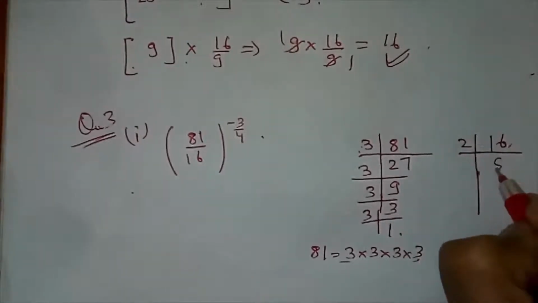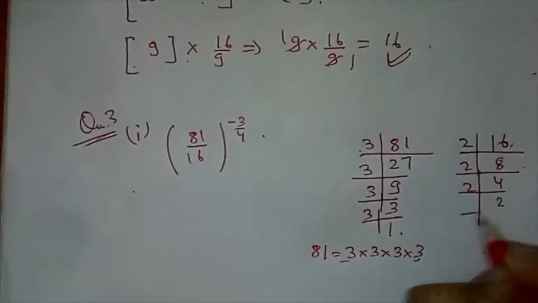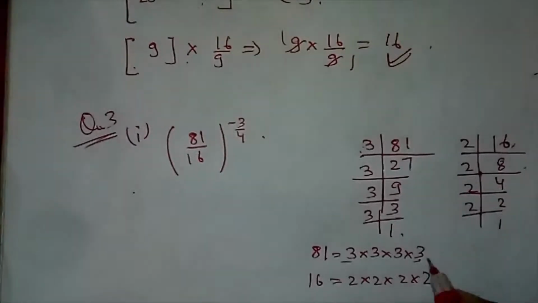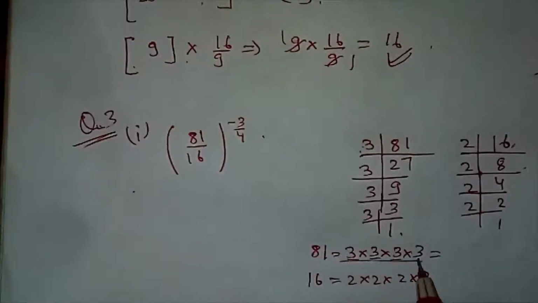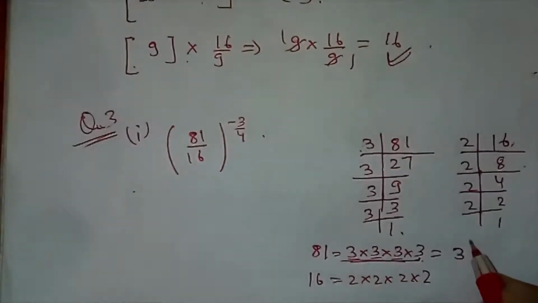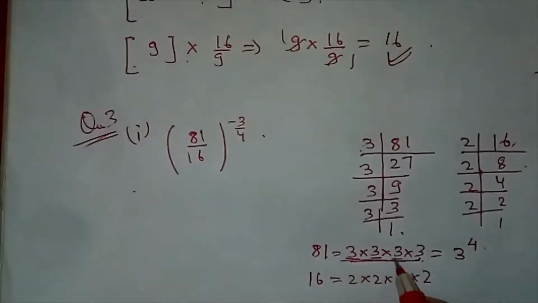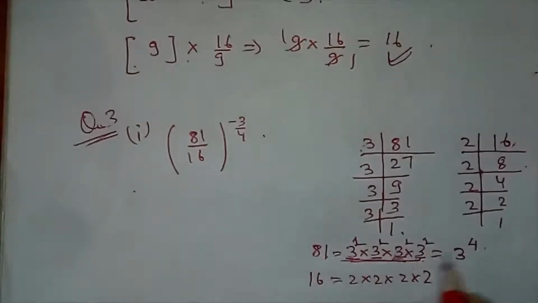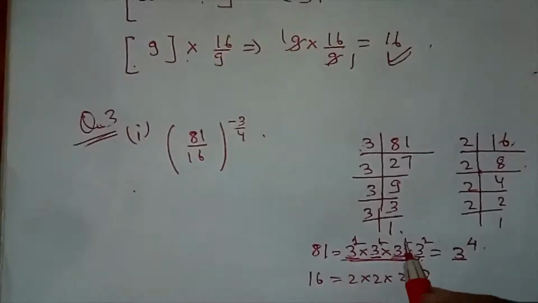So again for 16, 2 2s are 4 and 2 1s are 2. 16 will be equal to 2 into 2 into 2 into 2. So here the base is same, so we can write it as 3 to the power 4. 3 3 3 3. The base is same, the power is 1 1 1 1. So we will write 3 and add these powers. So 1 plus 1 is 2, plus 1 is 3, plus 1 is 4.